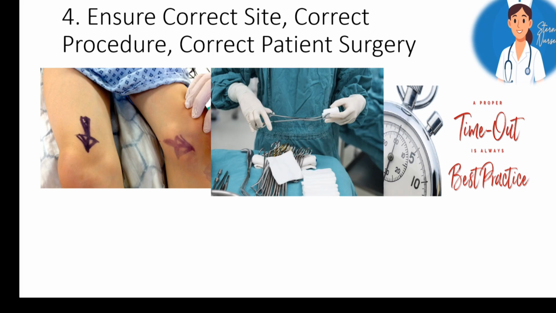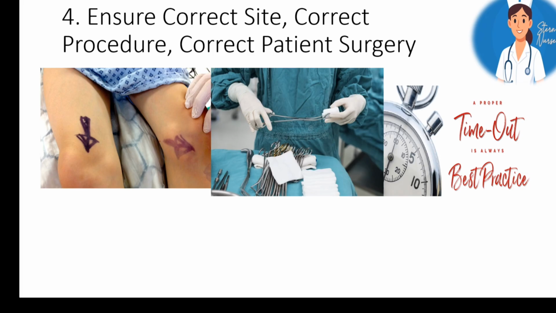Next is correct procedure. The correct procedure should be performed on the correct patient. So for that, each time the person who is going to perform it and the team should always recheck, and the first IPSG goal, that is identify patient correctly, should always be performed while doing any kind of procedure, be it invasive, non-invasive, a short procedure or a long procedure.